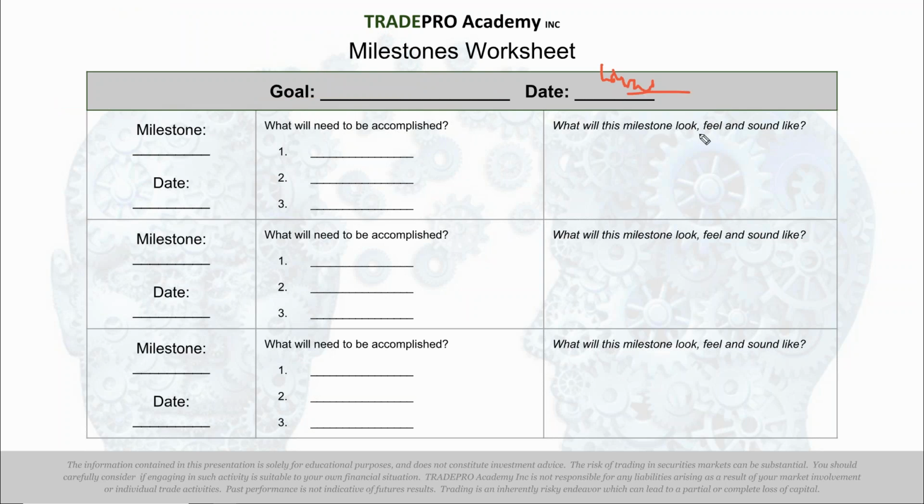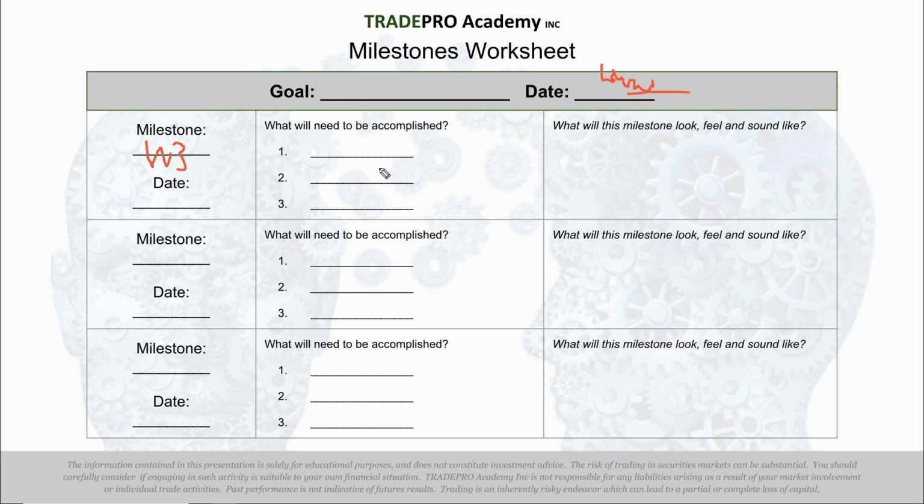Don't say I want to achieve it by this. Say I have already achieved it. It's now July 5th and I've achieved this goal. All right. What will need to be accomplished? Let's say it's a monthly goal, by week 3. What would you need to have done?